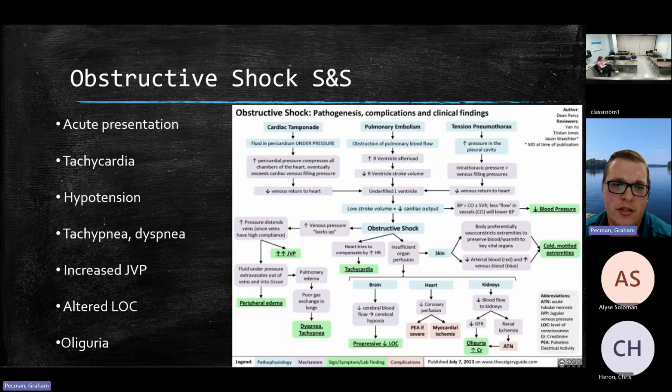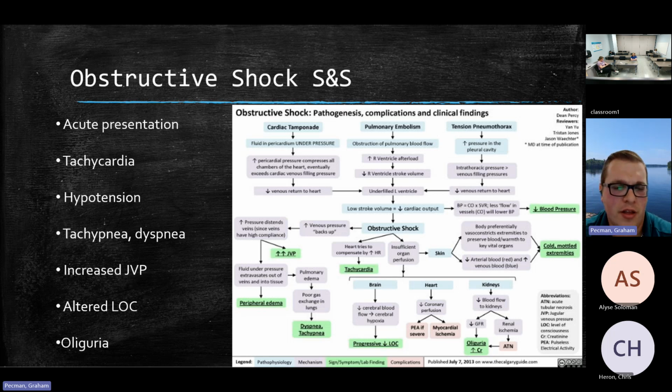But this type of shock often has a very dramatic and acute presentation that results in tachycardia, hypotension, tachypnea, shortness of breath, increased JVP, as blood is backing up in the venous system, and then inevitably altered level of consciousness. We may or may not get to a point where you have evidence of oliguria, because it is such a dramatic cause, especially in the event of cardiac tamponade.